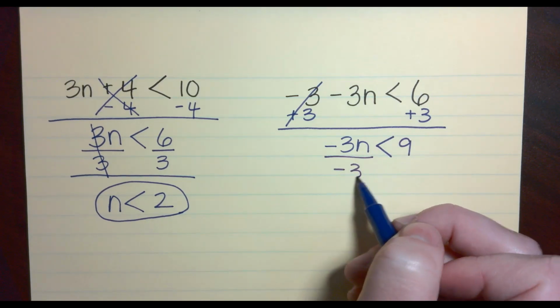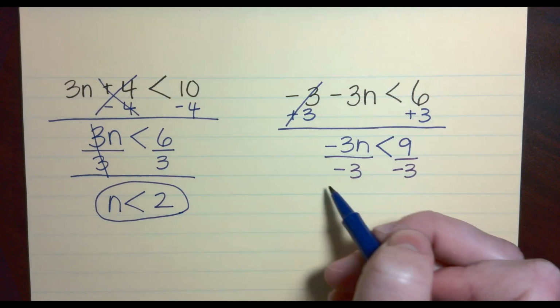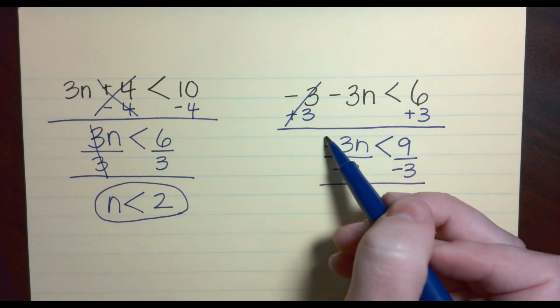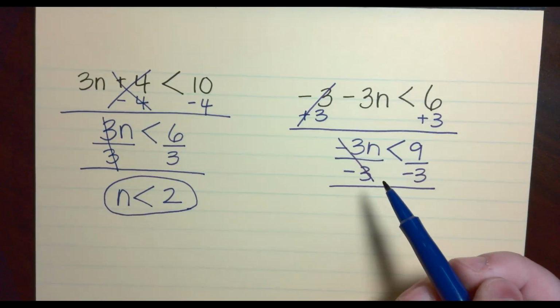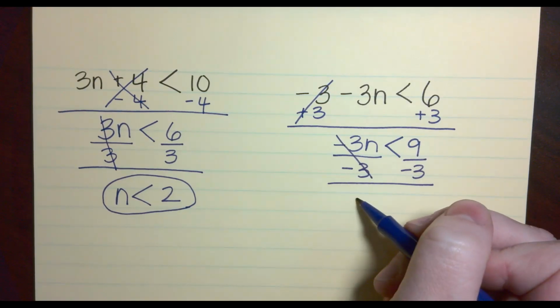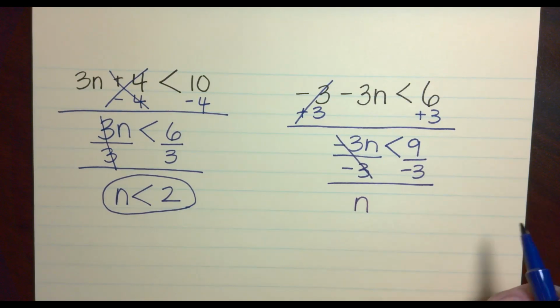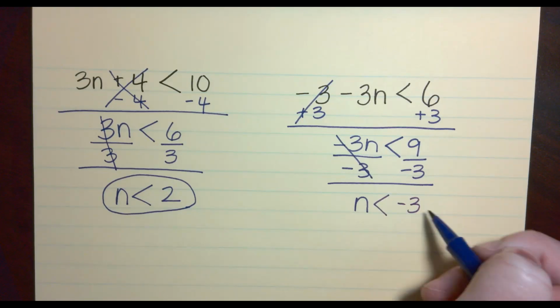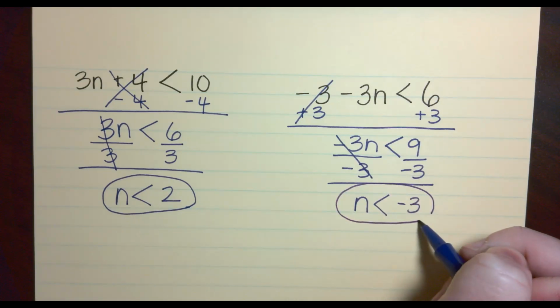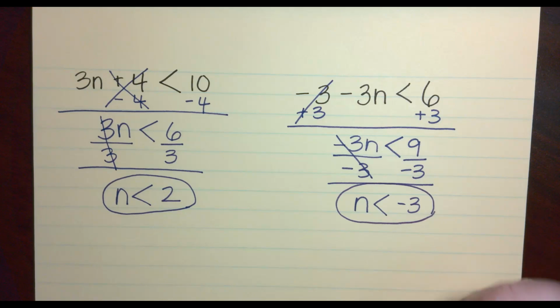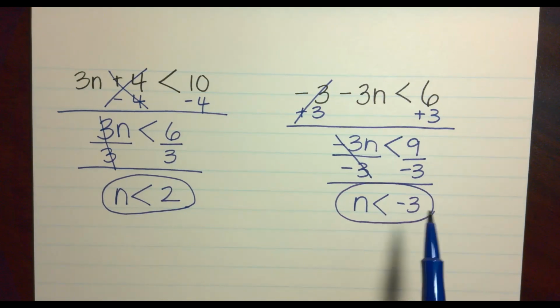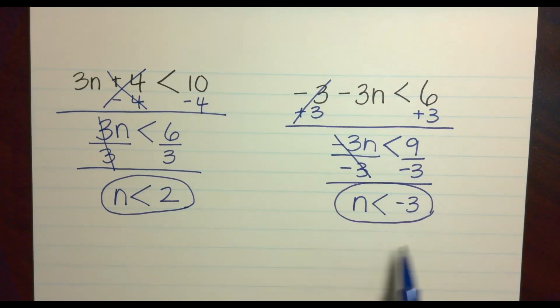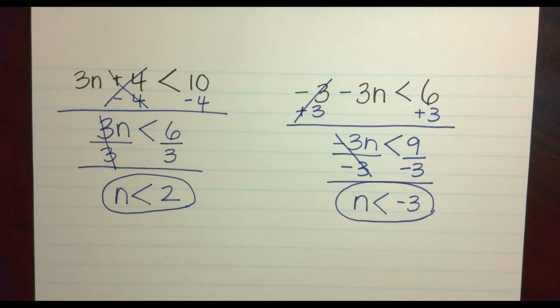Divide by -3. My -3's cancel. And what's my answer? N is what? Less than -3. Good job, guys. Very, very good job. Now, before we go to the graphing, can N be -3? No. It has to be something smaller than -3. All right.